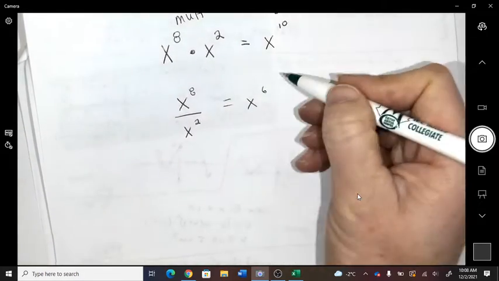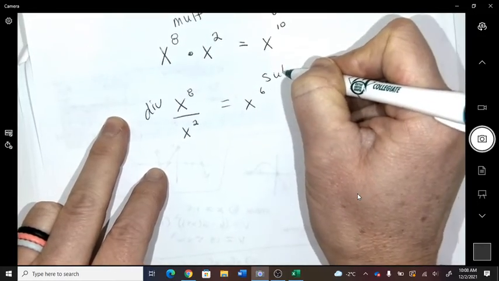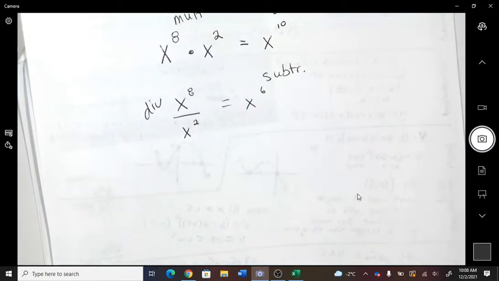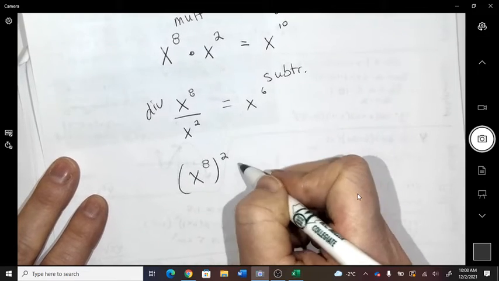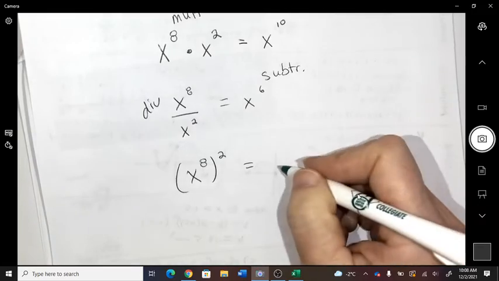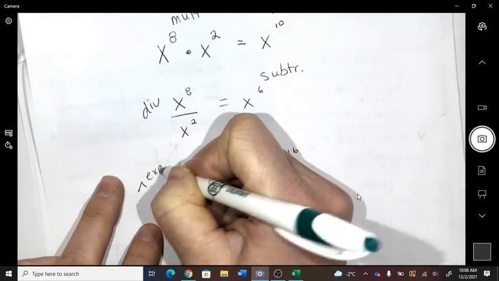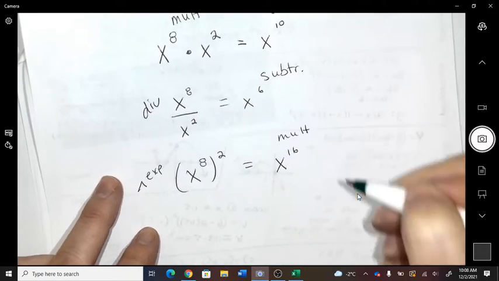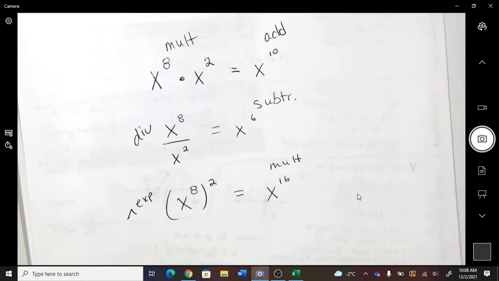X to the 6th. So here, if you divided, then you subtracted, right? This is stuff you learned in grade 9. And what would you do if you had this? Then you multiplied. Okay, so those were all the exponential rules that you learned in grade 9.